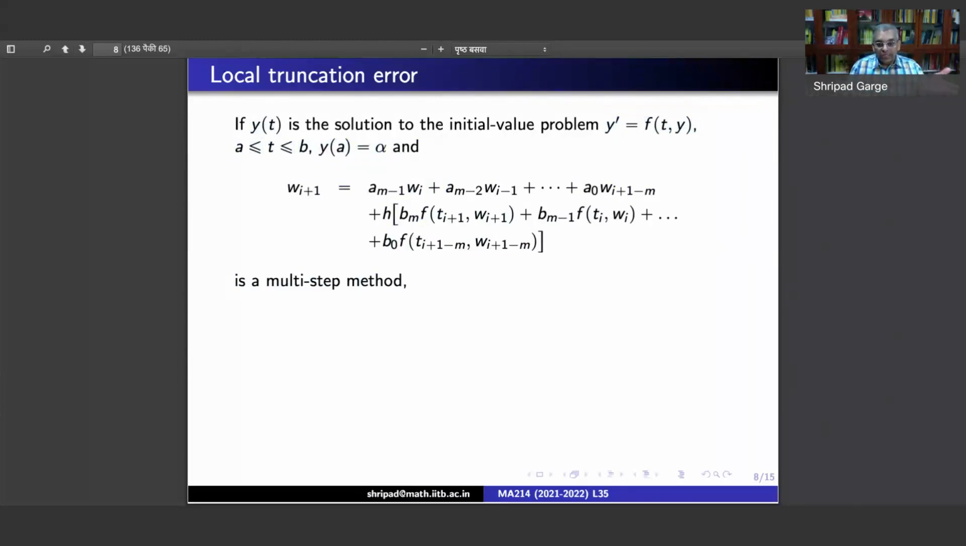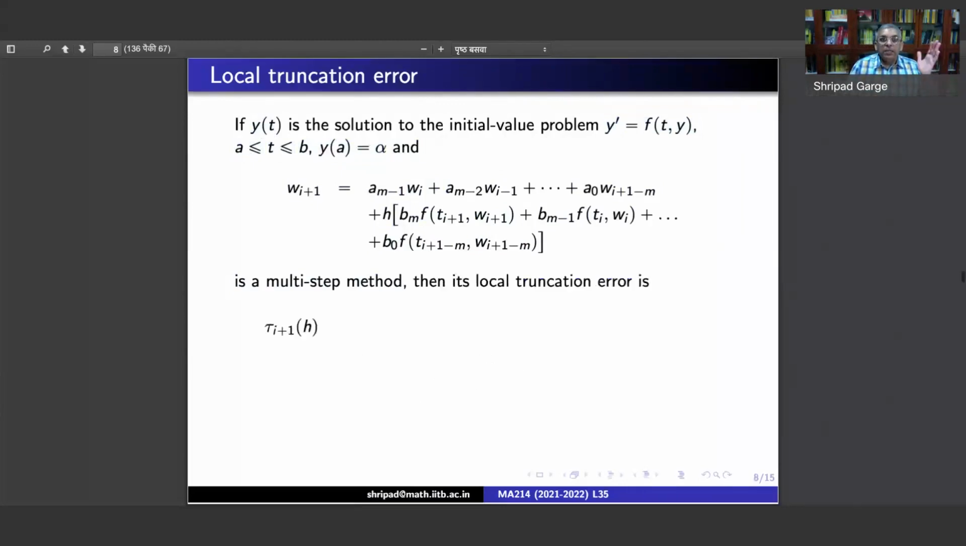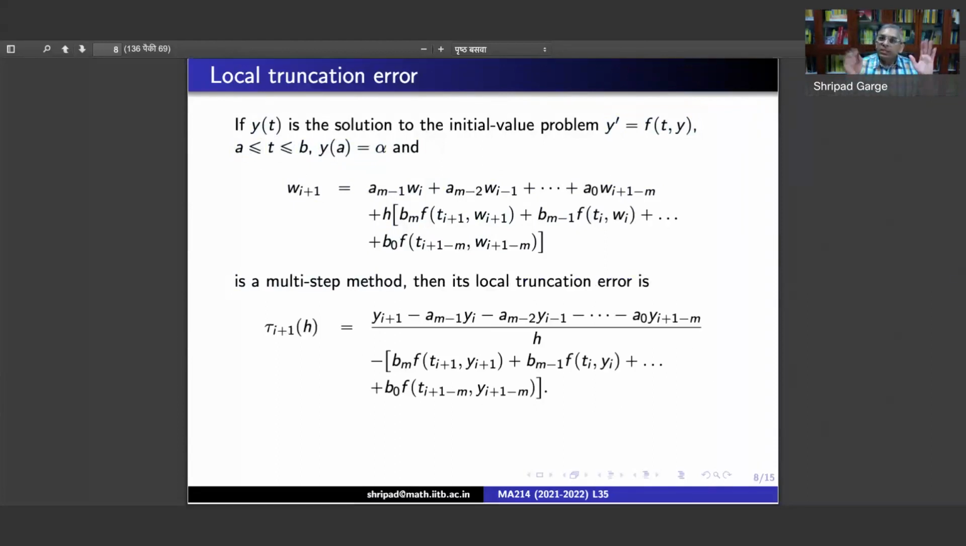The local truncation error formula is tau of i plus 1 of h equal to the simplest possible formula, which is that you call it y i plus 1, and you call all the w i minus 1 and so on to be y i minus 1. Remember that local truncation error does not take the accumulation of errors into account. What it assumes is that the previous ones were correct, and then, given the difference method, what would be the error. That is all that it looks at.